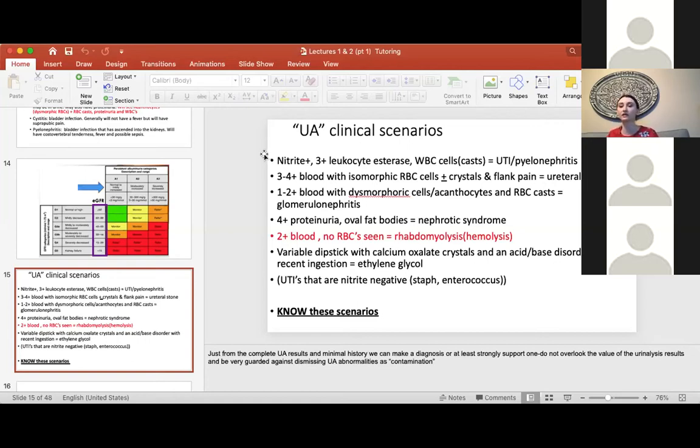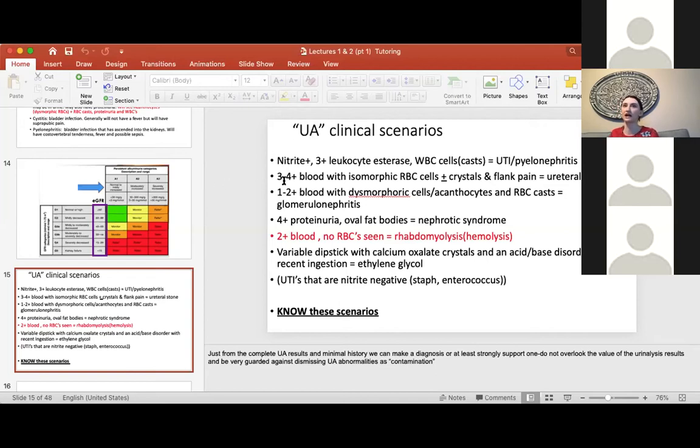Nitrites are released by E. coli, which is the most common agent to cause UTIs. So if we have nitrites and leukocytes in the urine, and now we've got white blood cell casts, it's probably going to be pyelonephritis more than UTI.